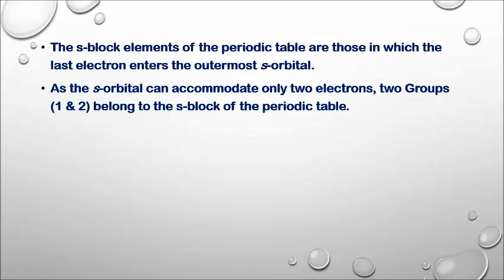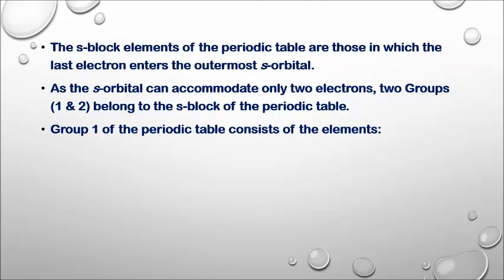And the s orbital can accommodate only how many electrons? 2 electrons, and that also in opposite spin. If they are accommodating a maximum of 2 electrons, they should be in opposite spin. Two groups, group 1 and group 2, belong to the s block of the periodic table. This is the main thing. We know that there are 18 groups. Among the 18 groups, group 1 and 2 are said to be S block elements.